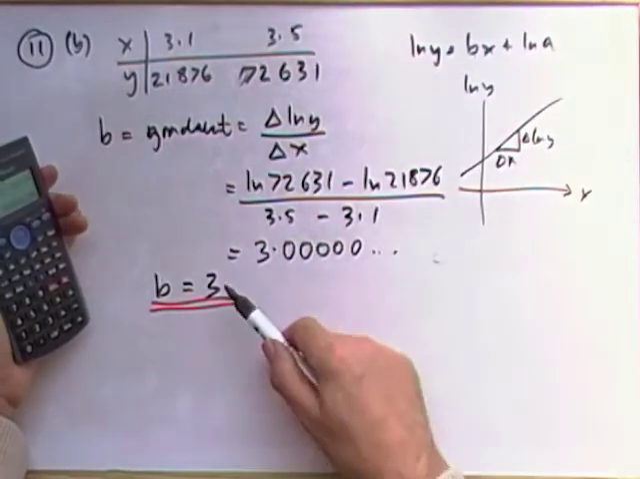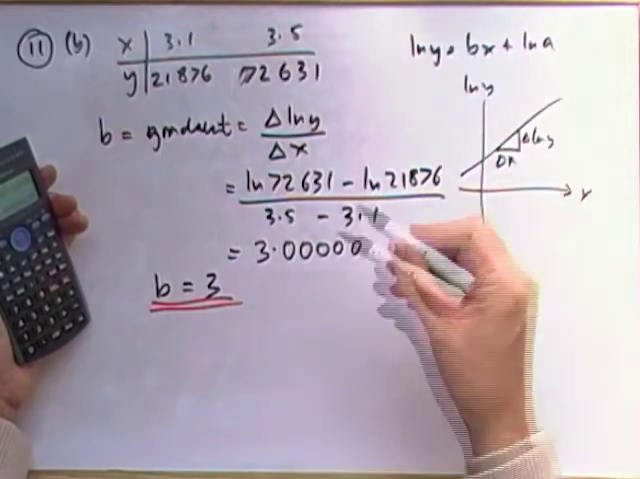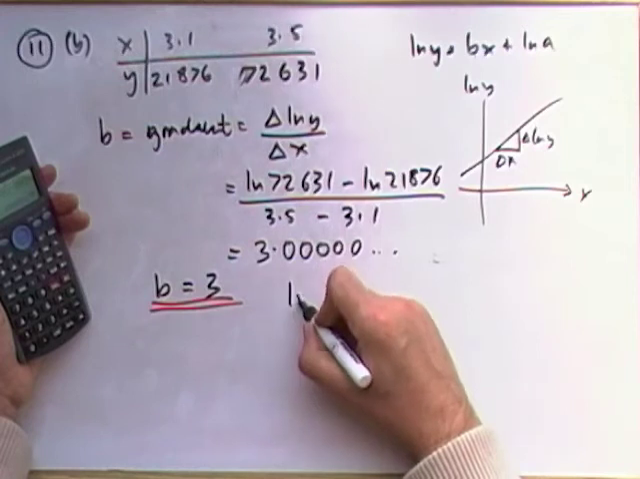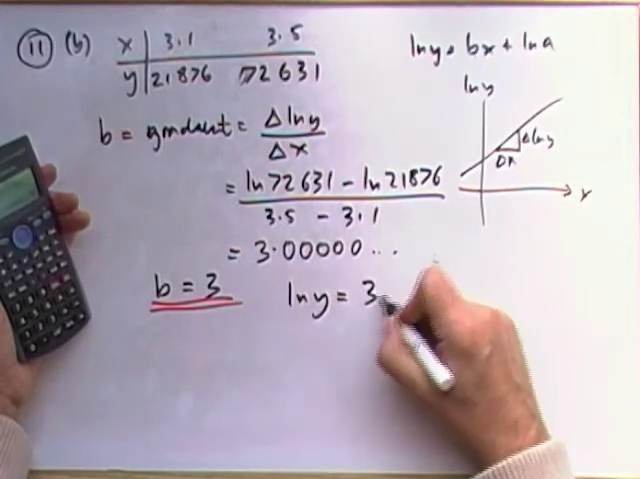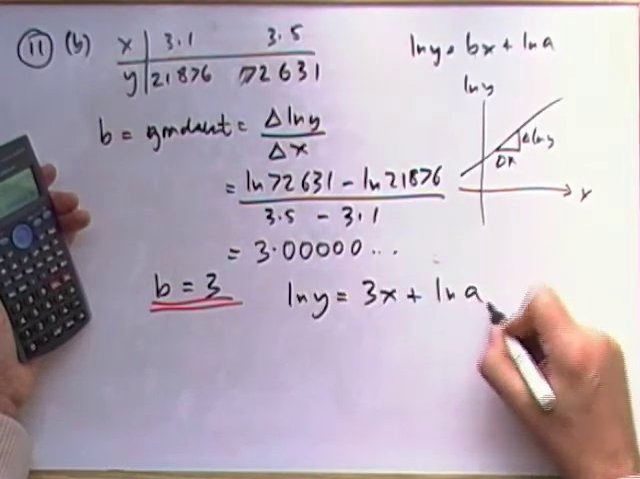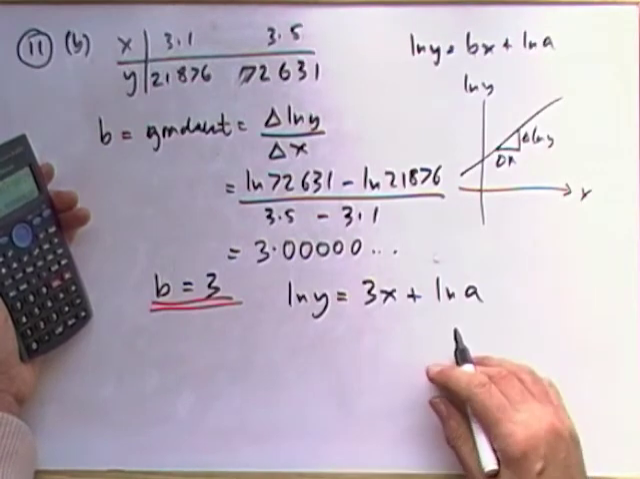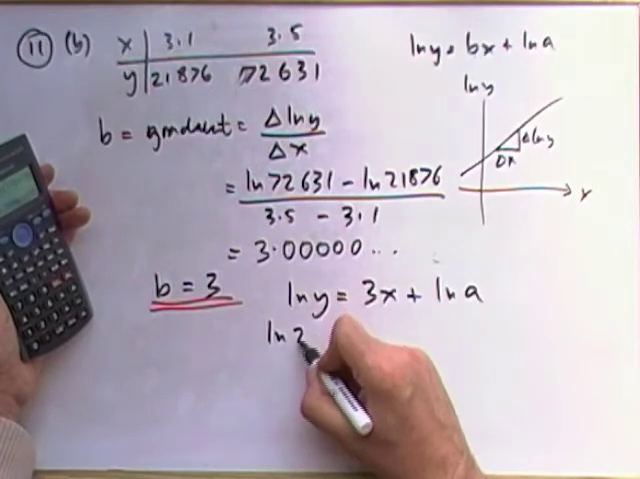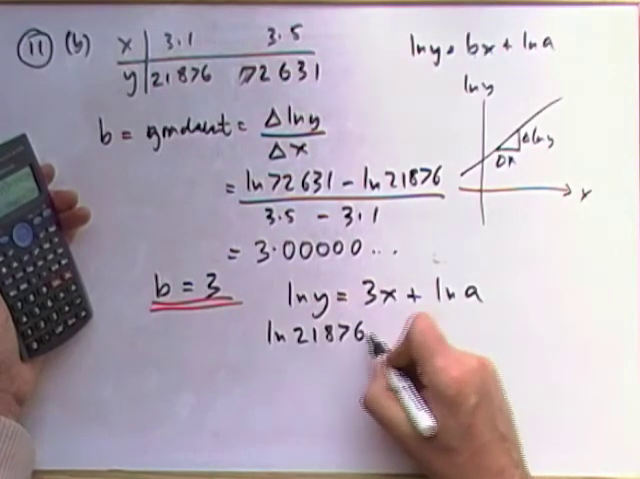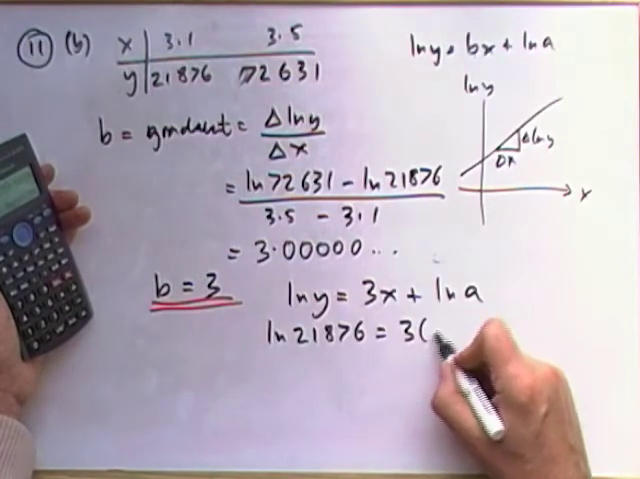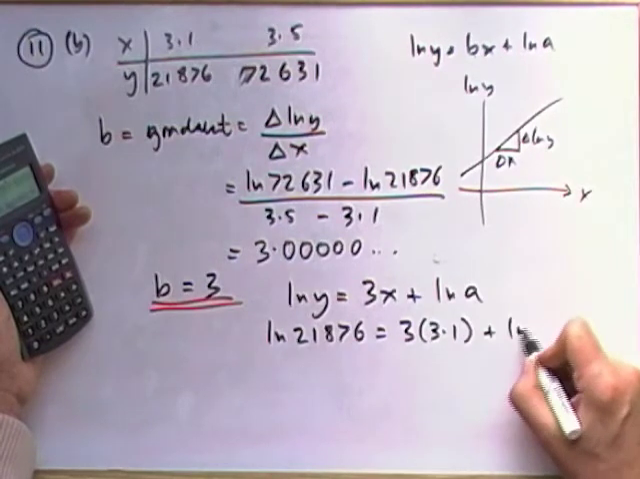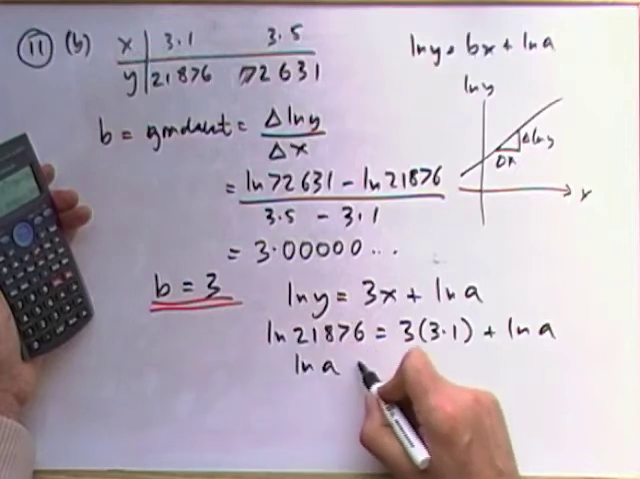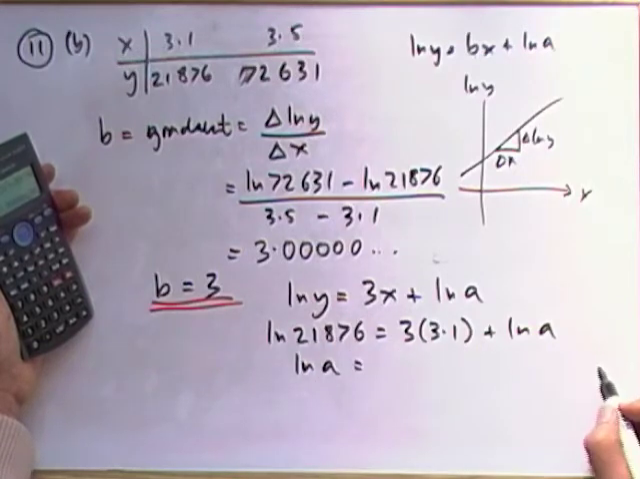Then, knowing that B equals 3, you could put it back into that equation. So you've got ln y equals 3x plus ln a. And then again, put in a pair of figures. We may as well use that first one. So you've got ln 21876 is 3 times 3.1 plus ln a. So ln a is going to be that thing minus that thing.